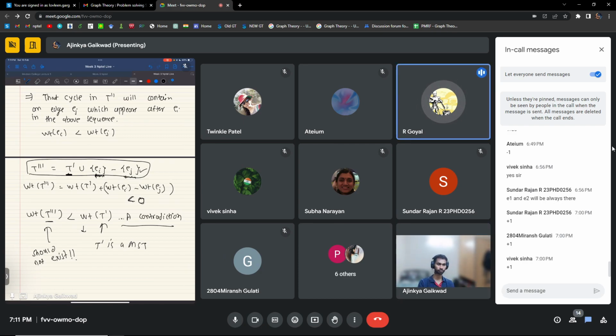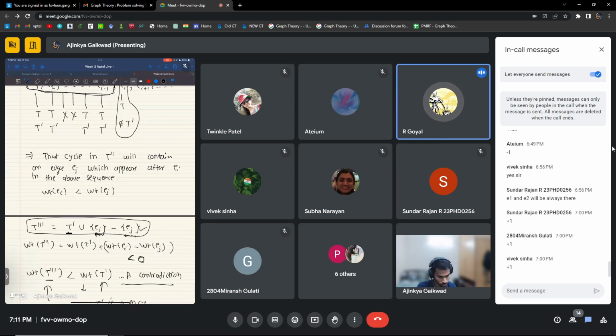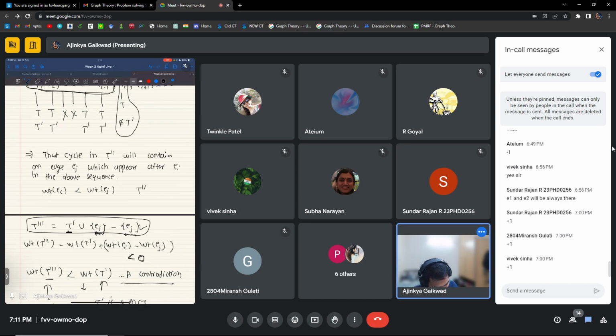So where do we have this T double prime in the picture? Because in this equation we have a T prime and a T triple prime. So what's the relevance of T double prime then? Oh, sorry. Wait. I define T double prime as T prime union EI. So here is the thing. T prime is an MST I took in the beginning, and I have found the edge EI. It is not there in T prime, but it is there in the tree generated by Kruskal's algorithm.